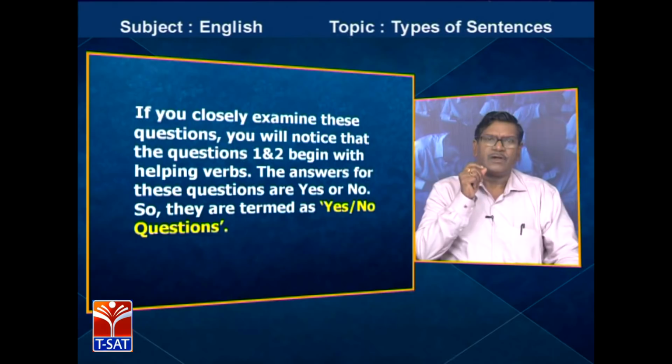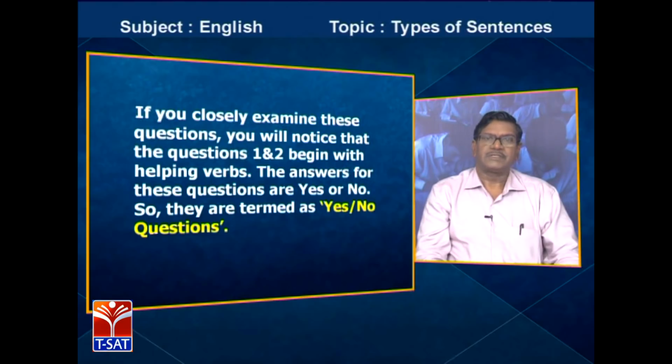As we see, even though all the sentences are questions since they end with a question mark, a sentence that is asking a question is called an interrogative sentence, and if you closely examine them, we notice that questions 1, 2 begin with helping verbs, and the answers for these questions are yes or no. So, they are called yes or no questions. The first two questions which begin with a helping verb are known as yes or no questions.